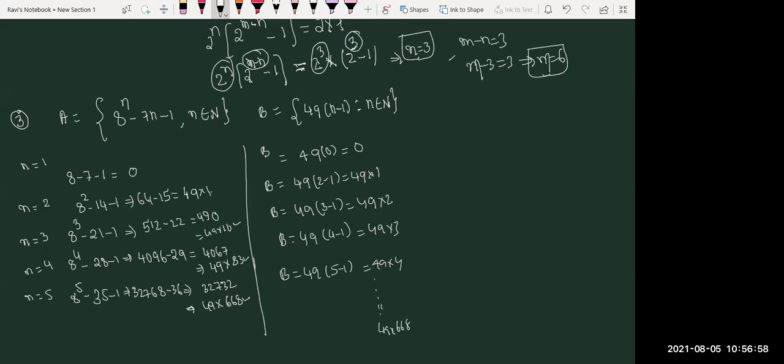And in the middle we'll get 49 into 832 also, and we'll get 49 into 10 also in the middle. So now my question is, are all the numbers of A in the numbers of B, or are B's numbers there in the A numbers?